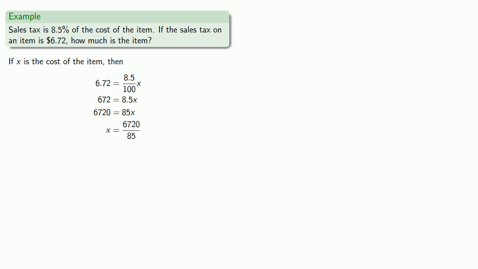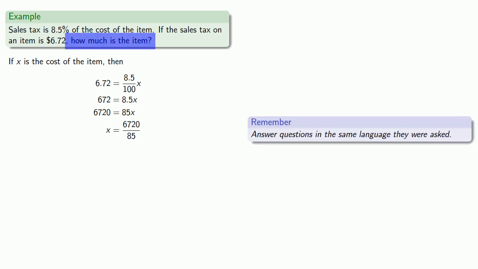Now the mathematical answer 6720 divided by 85 is a perfectly good mathematical answer, but the question itself was asking about the cost of an item. And remember, you should answer questions in the same language they were asked. And in this case, we had a price amount in terms of dollars and cents, and so we should give an answer in terms of dollars and cents.